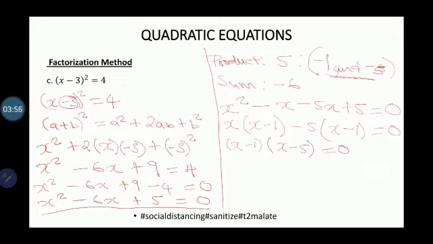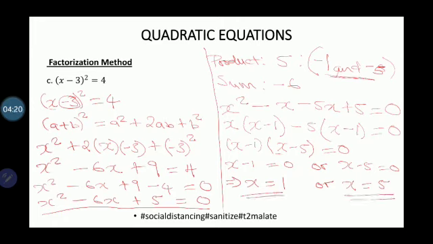And this is only true if x minus 1 is equal to 0, or this term here, x minus 5, is equal to 0. And x minus 1 is equal to 0 simply implies that x is equal to 1, or on this side you're going to have x is equal to positive 5. That way you are done. You would have solved your question using the factorization method.